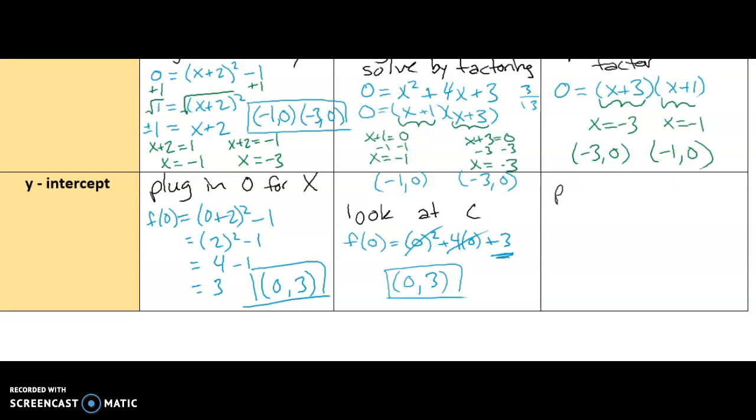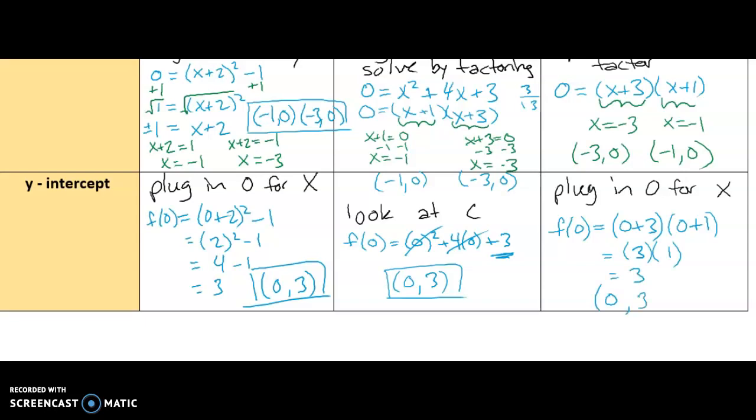We are going to go back to the idea of just plugging in 0 for x. That's your basic idea for finding y-intercepts. So I'm going to take my function, plug in 0 for x. So instead of plugging in -2 like we did before, I'll plug in 0. And 0 plus 3 is 3. 0 plus 1 is 1. 3 times 1 is 3. Write it as a coordinate point because we're talking about a point on a graph. Okay, and we have now found all of our intercepts.